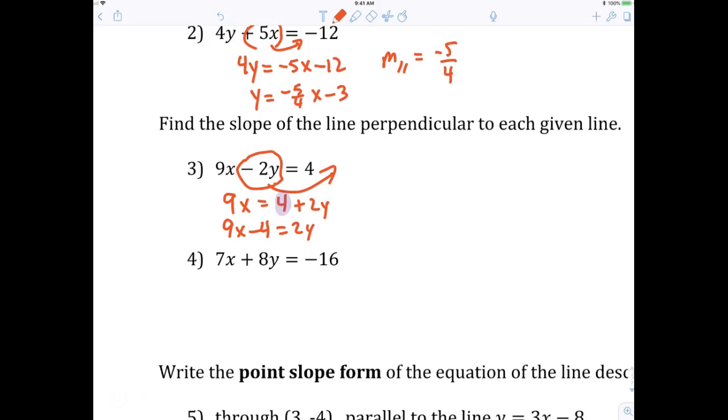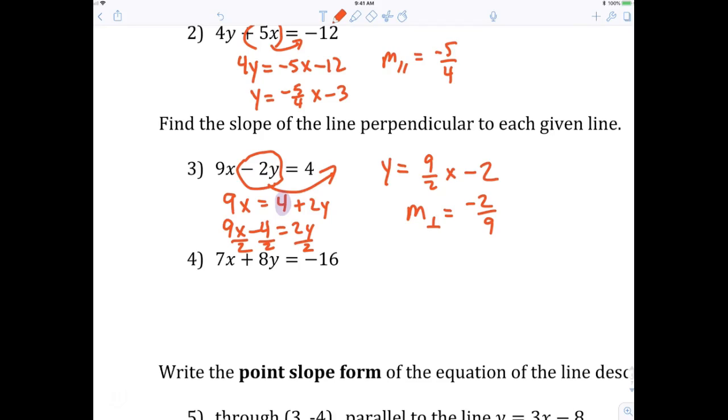Then I divide everything through by 2. If I divide everything through by 2, I end up with y equals 9 over 2 x minus 2. Anybody have any issues with that? Now, once you've done that, the slope of the perpendicular is equal to what? Negative 2/9. Negative 2/9. Girls, good? Come on now.